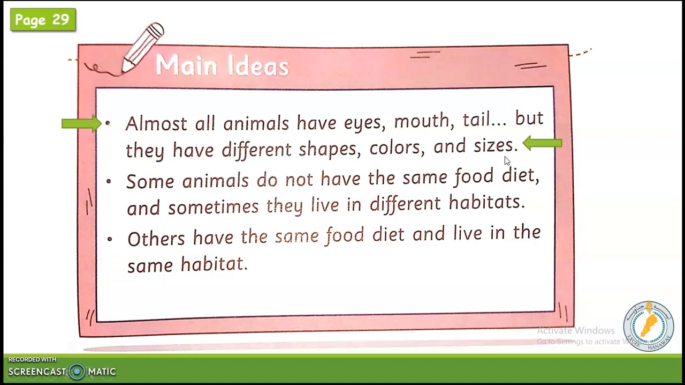So as we said at the beginning of the video, we can look at the animals and see that they all have eyes, they all have a mouth, and they all have a tail. Maybe they all have ears, for example, okay? But they are different. How? In shape, colors, and sizes, as well as different food diets, and they live in different places. So you see, animals are similar in some ways, but they are different in many ways. Okay, so animals have similarities and differences.